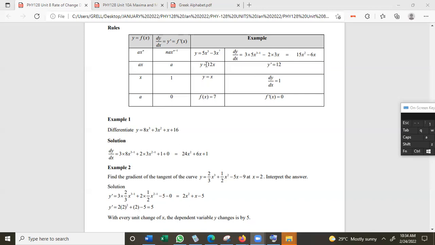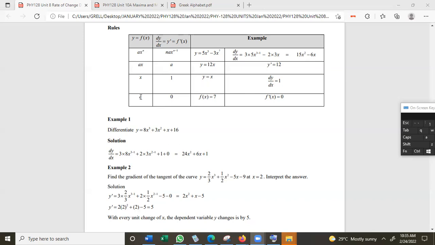Okay, and it makes sense because this is y is equal to mx. M is the gradient, which is 12. If you just have x by itself, meaning 1x to the 1, the gradient will be 1 because there's an invisible 1, which is the particular value of a. So when a is 1, 1 will be the gradient. So y is equal to x, a is 1, the gradient is equal to 1.